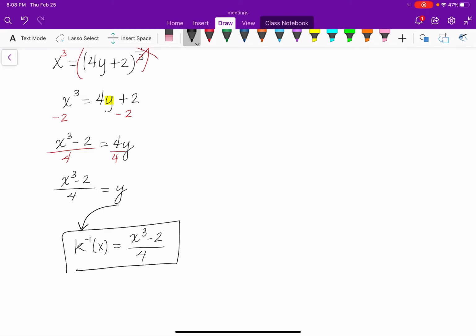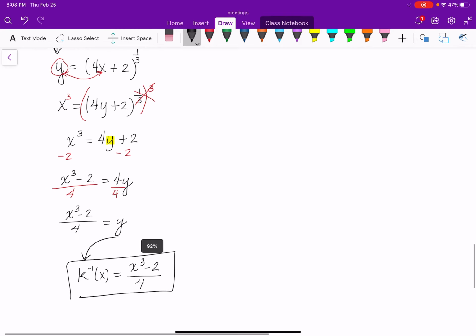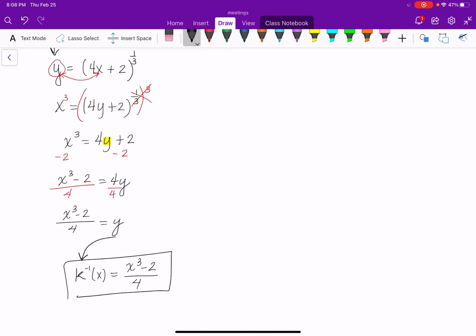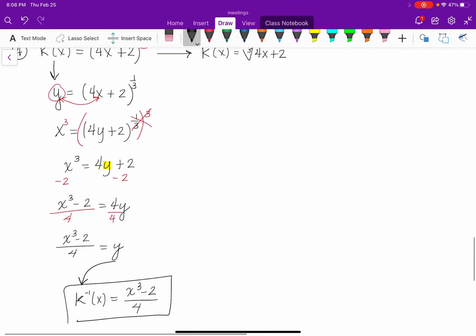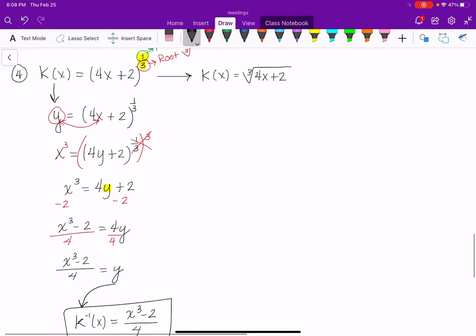Okay, so the next one I want to do looks a lot like this one, but my root is actually in a different location. I want to talk about the difference. On this one, notice that the 4x plus 2 is all in parentheses to the power of 1/3. So in order to get to the 4y plus 2, I should say, we had to get rid of the 1/3 first.